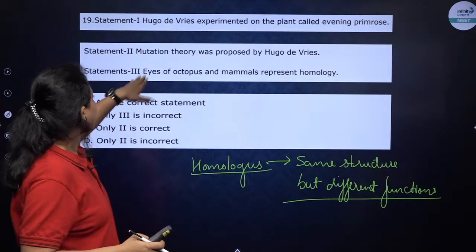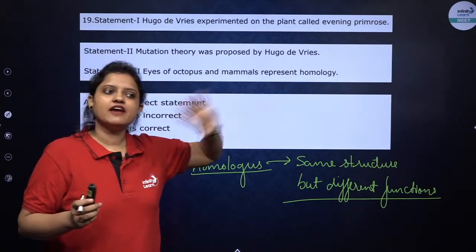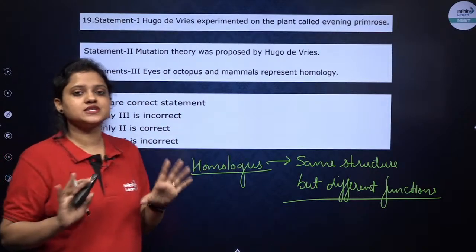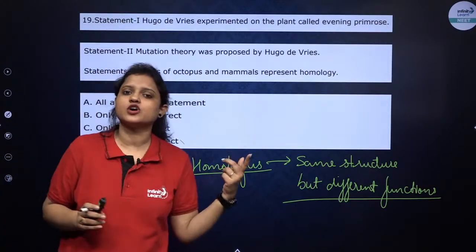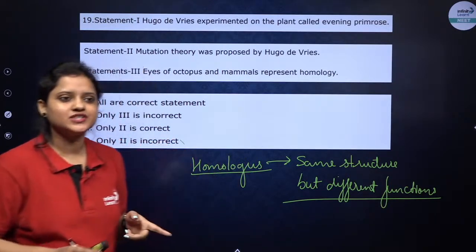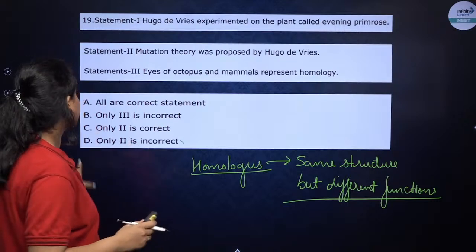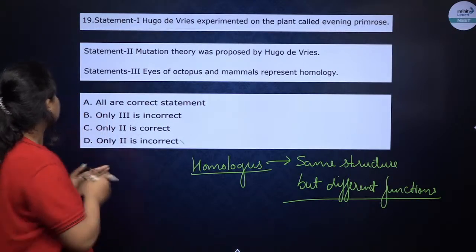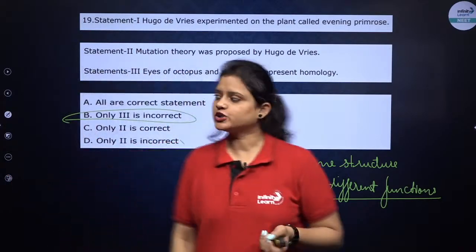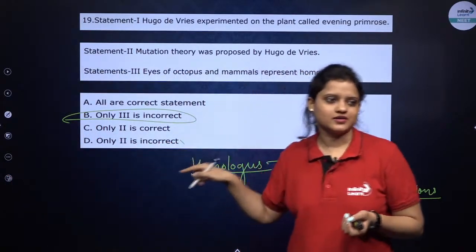Yes, so eyes of octopus and mammals have different structure but the same function. They help in vision but the structure is different. So they are examples of analogous organs and not homologous organs. Understood everyone? Any question? Tell me in the chat. So the 3rd statement is incorrect. 1st and 2nd are correct. So the correct option is B here, not C.